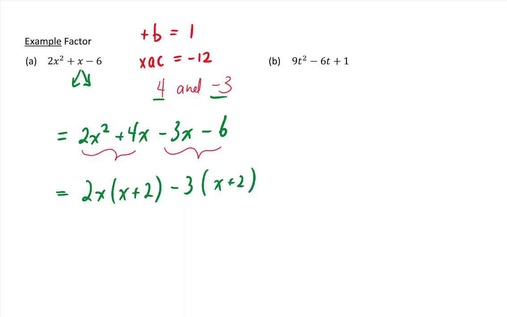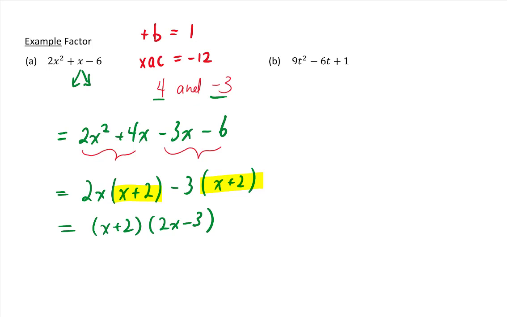So notice I took a 2x out of the first two terms and a negative 3 out of these second two terms. Again, we see that we have 2x times x plus 2 and negative 3 times x plus 2. So our common factor is x plus 2, and we have left over 2x minus 3. There is our quadratic in factored form. All right, b. Let's keep going.